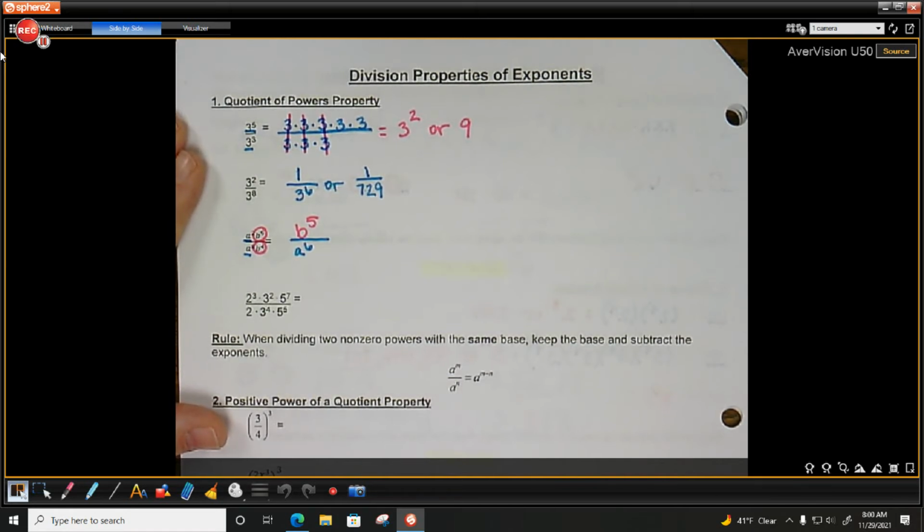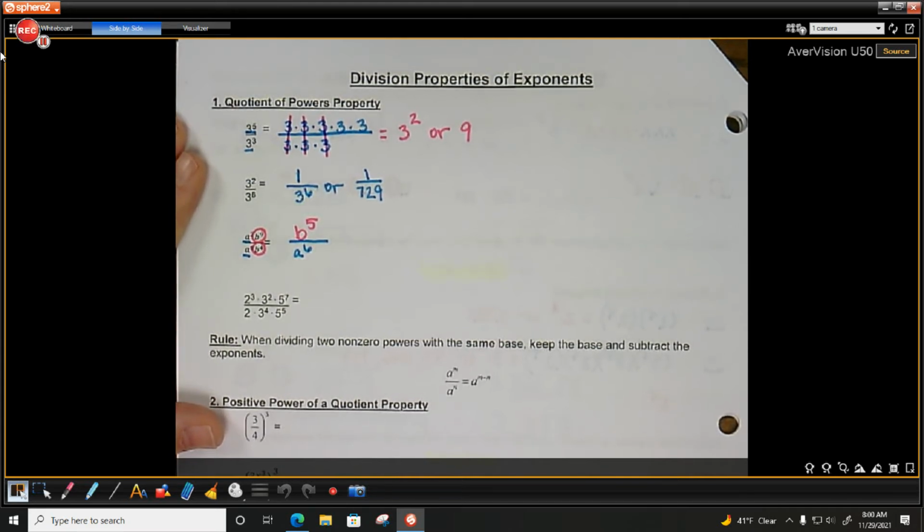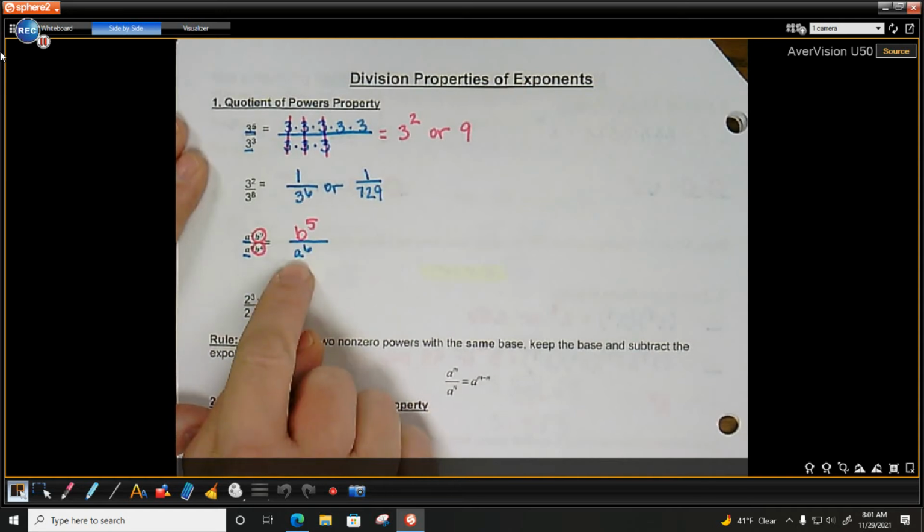When we are doing our division, and when we're doing our multiplication properties, make sure that you don't have the same base written multiple times. So if I still had an A on top, I wouldn't be done. Or if I still had a B on bottom, I wouldn't be done. I can only have one base of B and one base of A. Okay? That is simplified.